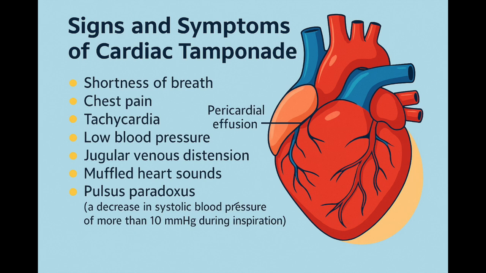The interventricular septum also plays a major role. Under rising pressure, the right ventricle shifts the septum toward the left ventricle during inspiration. This reduces left ventricular filling and causes the exaggerated drop in systolic pressure known as pulsus paradoxus.